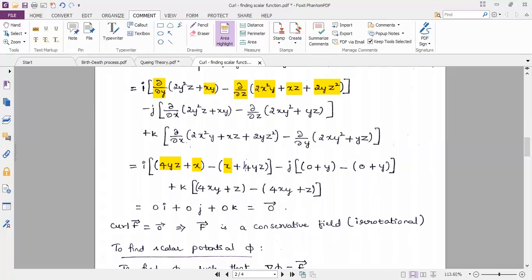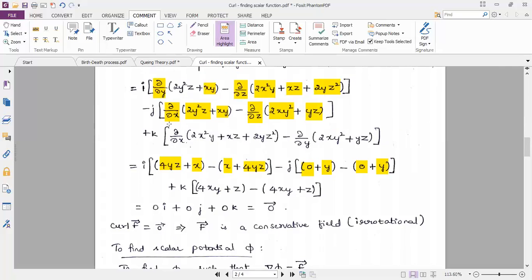So we have 4yz. Minus j multiplied by, with respect to x, partial differentiation of 2y²z is 0. Plus xy differentiation with respect to x is 1 into y, which is equal to y. Similarly, with respect to z, partial differentiation of 2xy² is 0. They are constants with respect to z. yz differentiation partially with respect to z is y into 1. So y.